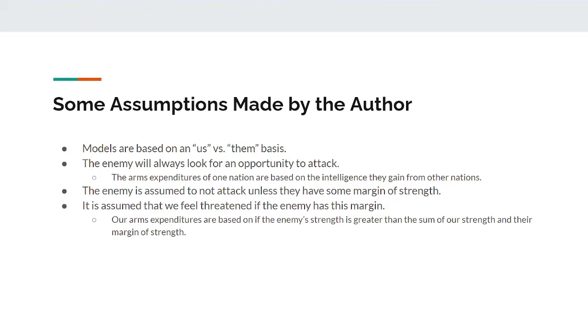The author defines some assumptions before actually explaining the model of the paper, specifically stating that the models are based on an us versus them basis. So it's either you are us or you are the enemy. Another assumption is the enemy will always look for an opportunity to attack, meaning that the arms expenditures of one nation is based on the intelligence that they gain from other nations. The enemy is assumed to not attack unless they have some margin of strength, which in the paper is presented as mu. And it is assumed that we feel threatened if the enemy has this margin of strength over us.